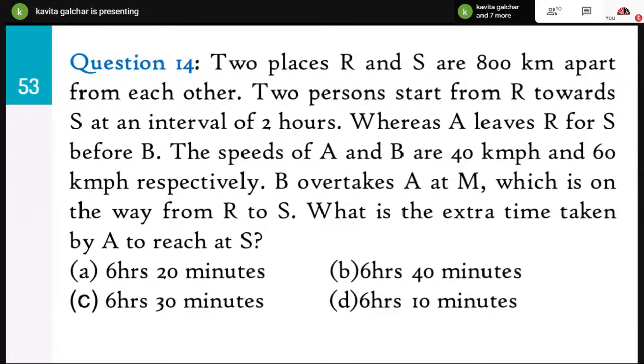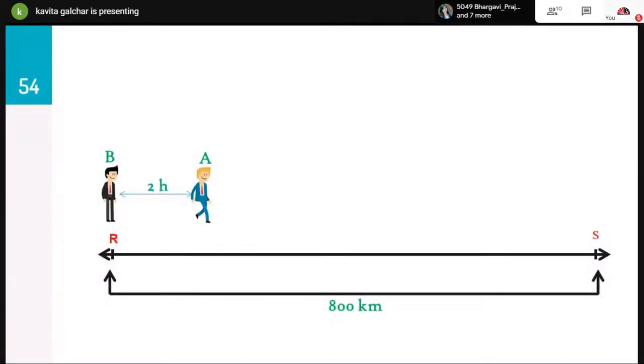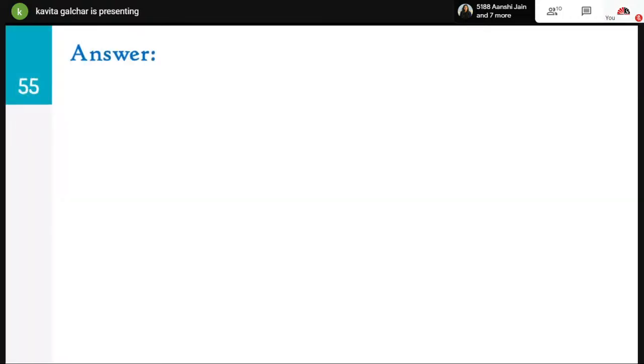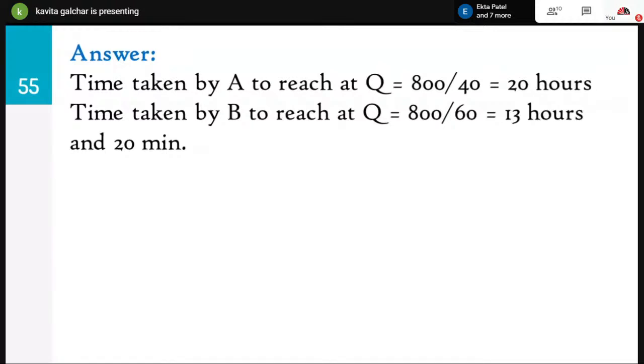Yeah, the distance is 800 km. Two men are walking and they are at an interval of 2 hours. As A moves before B, you will get a relation like this. As the speed and distance are both given, and the speed of A is 40, by solving you will get 20 hours.